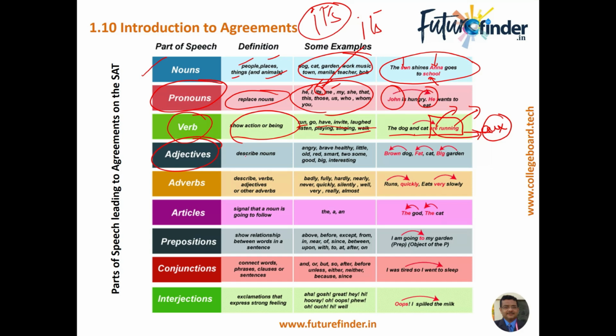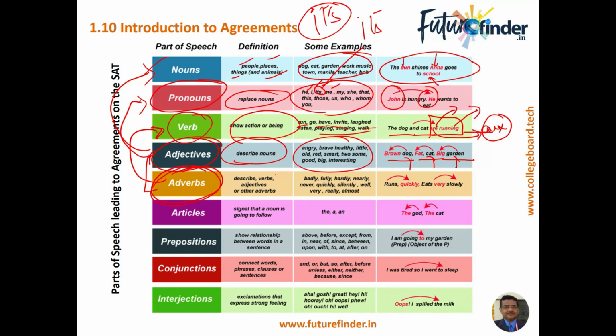Adjectives: a word that describes the noun. Angry, brave, healthy, little, old, red, smart. All these are adjectives. Brown dog, fat cat, big garden: the type of garden, the type of cat, the type of dog. An adverb goes with the verb, and an adjective goes with the pronoun or the noun. On the SAT, there is a very basic question testing the use of an adjective versus an adverb. We will come to that, but for now we need to understand what an adverb is.